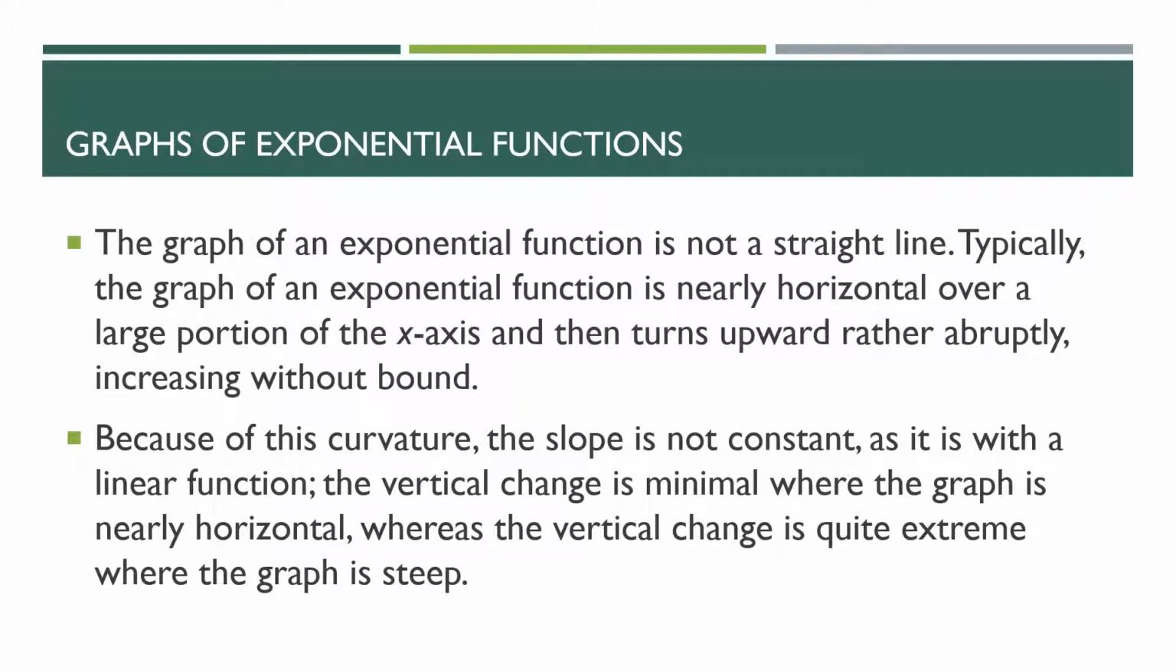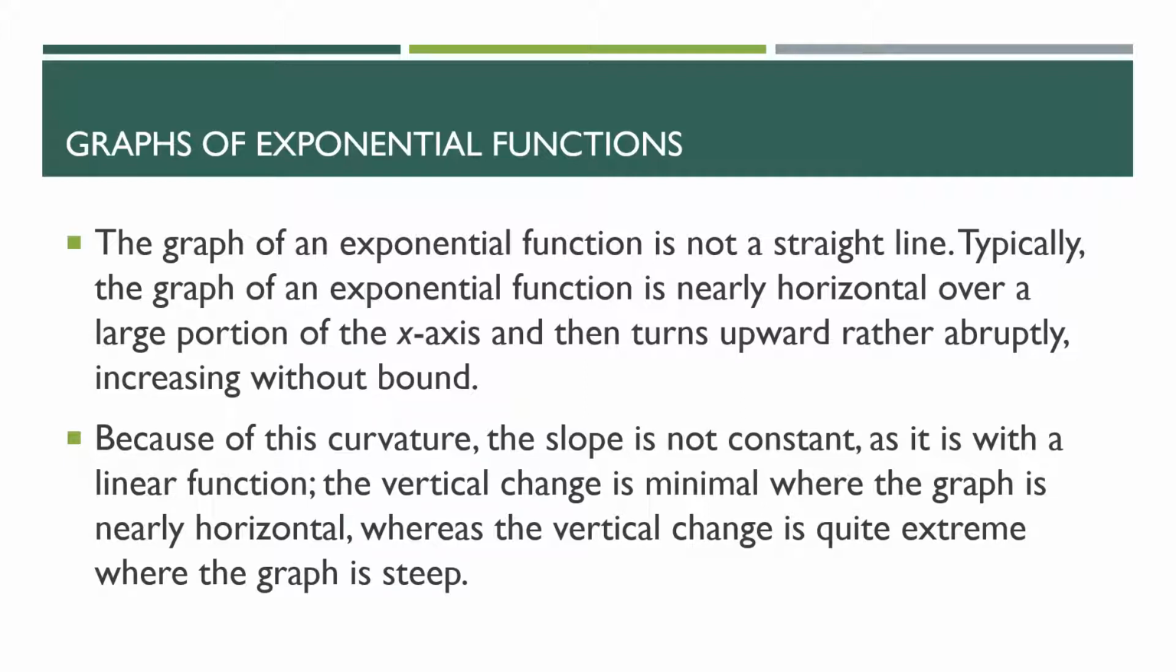Now, it could do the opposite. It could be nearly horizontal over a large portion of the x-axis and then turn downward rather abruptly and decrease without bound. All right, so it could be either one of those. I'll show you a picture of what they look like. And it says, because of this curvature, the slope is not constant. Y'all remember slope is rise over run. So the slope is not constant when we're talking about exponential functions.